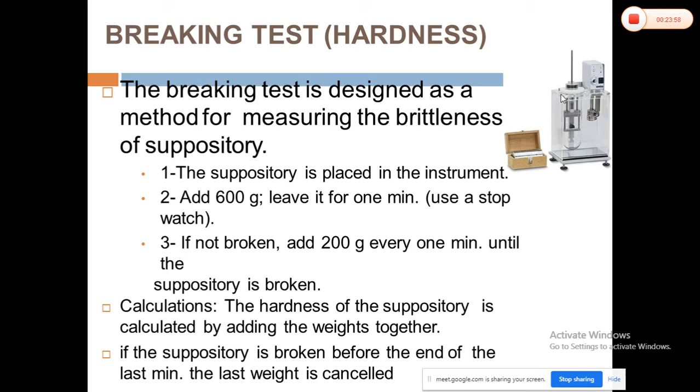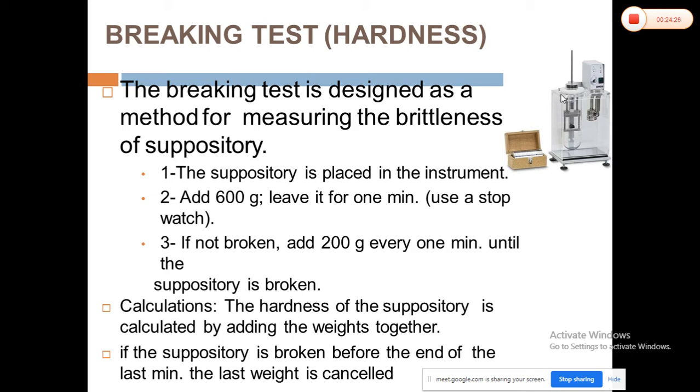You have to check whether the breaking occurs or not. If not, you have to add 200 grams of weight after every 1 minute until the suppository is broken. Then you have to calculate the hardness by adding the weights together. किती ग्रॅमचं weight आहे, suppose तुमचं 600 किंवा 1 kg ला तुमचं break झालं suppository. So that will be their hardness.